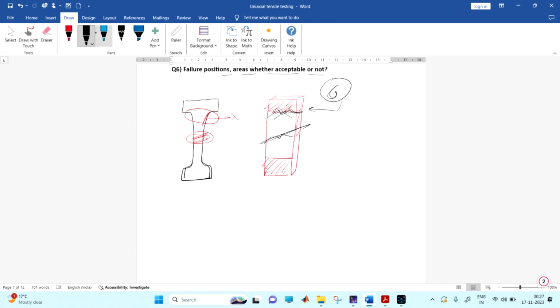Sometimes when we are joining these tabs to the material with the help of some adhesive, generally we use Bondtite, these tabs get failed, so we do not accept that type of sample. So these are the basics about tensile testing. In the next video we will show you the tensile testing on the UTM.